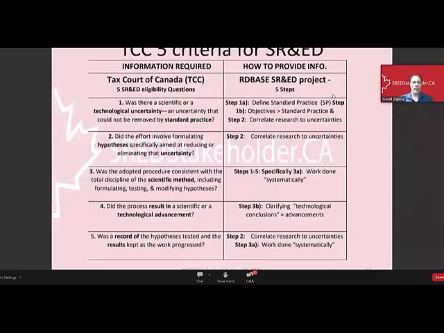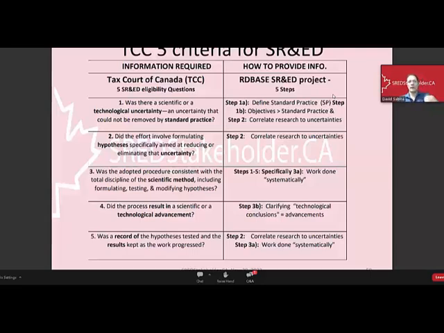Okay. So one of the other things that they talk about here is the 5 criteria in the Northwest Hydraulics case and how that relates to the structure that I would talk about for SR&ED. Really what we want to do is determine whether there's technological uncertainty, which I think is a 3-step process. First, we have to define standard practice. Then we have to define objectives beyond standard practice. And then we can develop what the variables are that would illustrate that there was technological uncertainty.